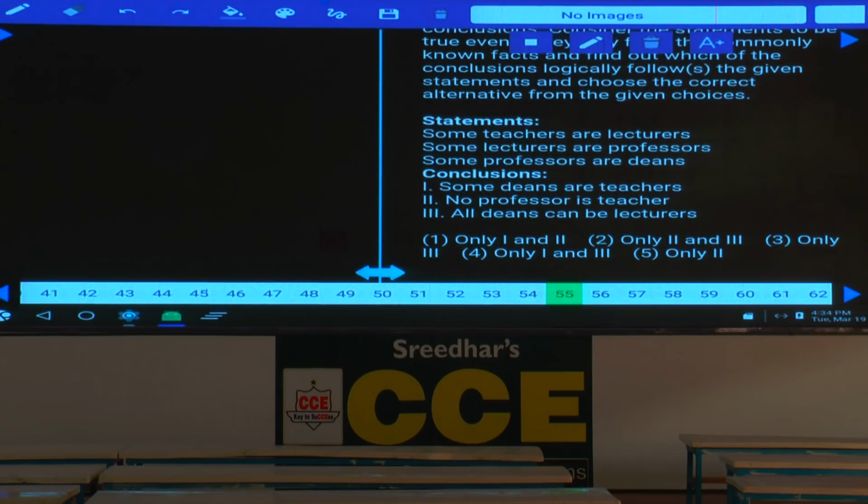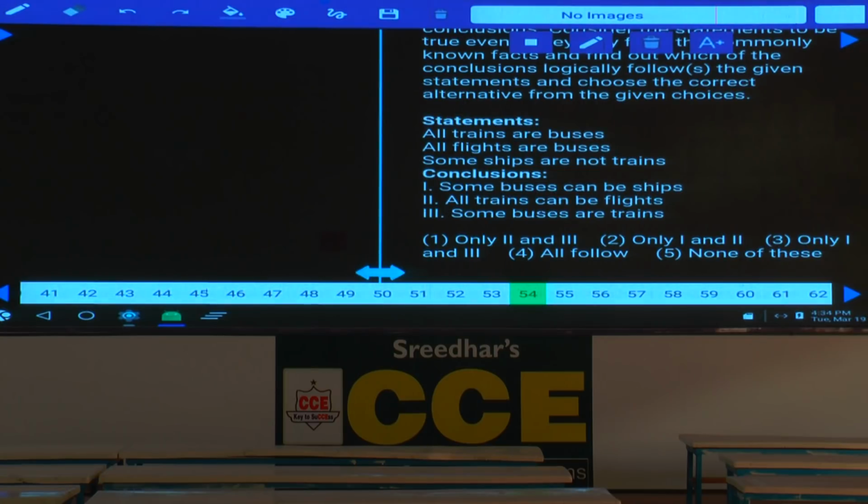Now some teachers. Now in question number 54, though you have written the diagram like this or the way I have discussed, the answer doesn't change. Why the answer doesn't change? Because the conclusion is not based on a negative conclusion. If it is based on a negative conclusion, then it will definitely vary. Clear? Next one.